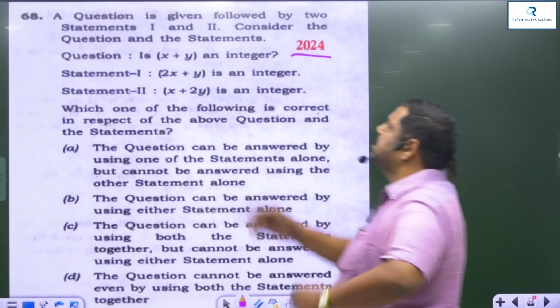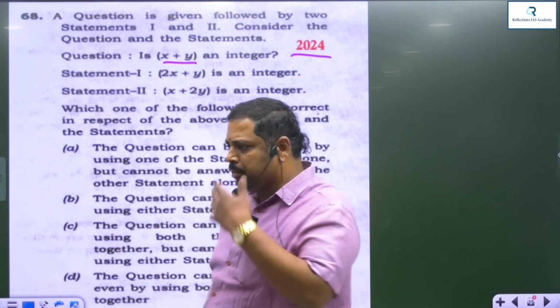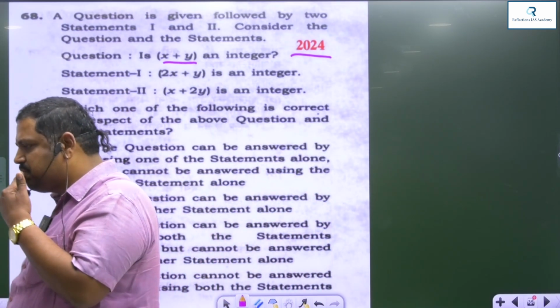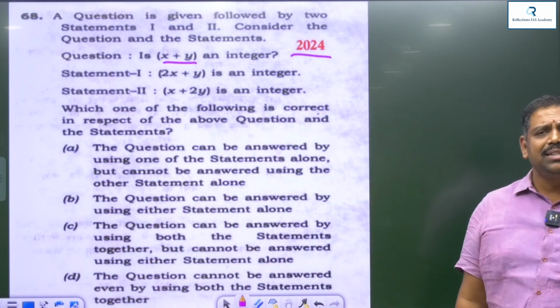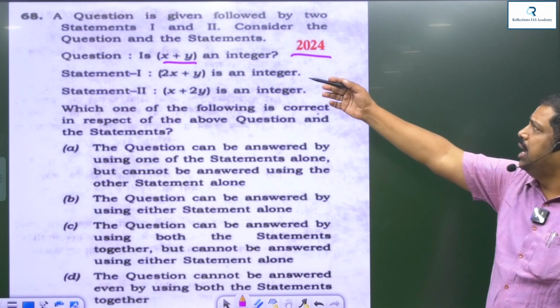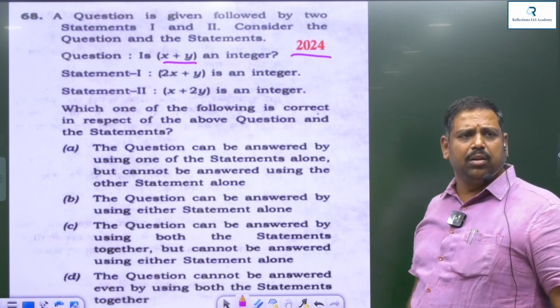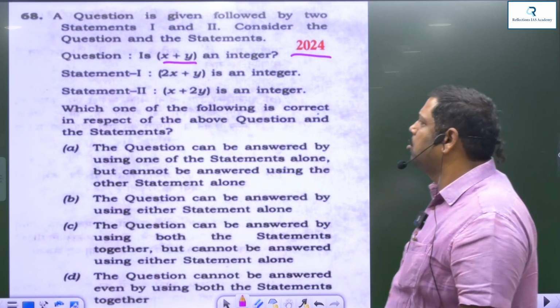Question: is x plus y an integer? It is asked whether x plus y is an integer or not. Okay. So that means he is not specifying that x and y are integers. Observe the above one. A question is given followed by two statements, 1 and 2. Consider the statements and answer. That's it. Nothing about x and y above. Okay. The question is whether x plus y is an integer or not.